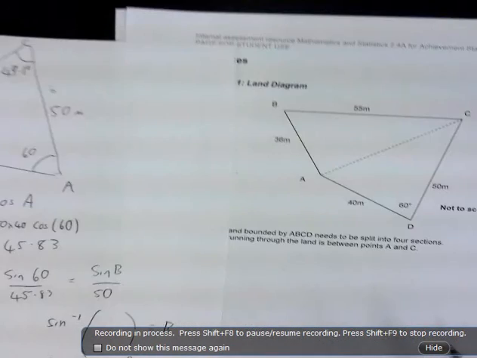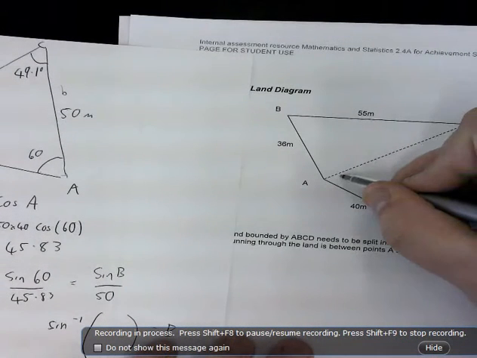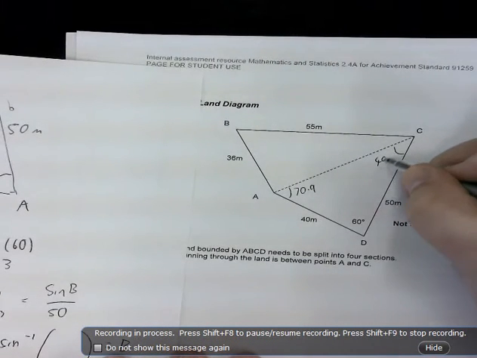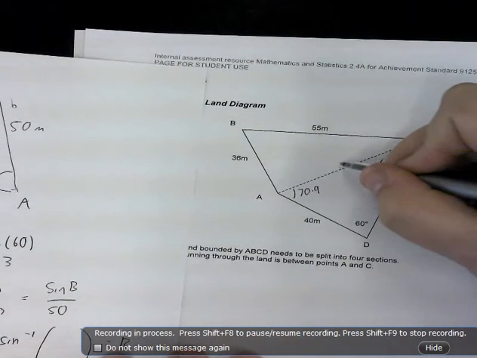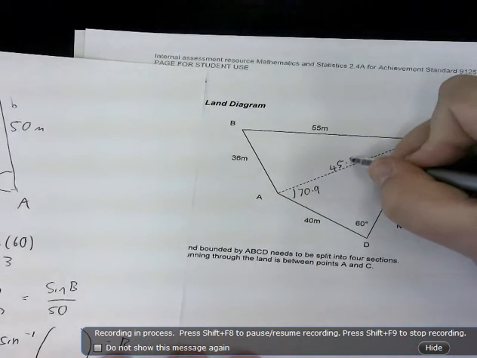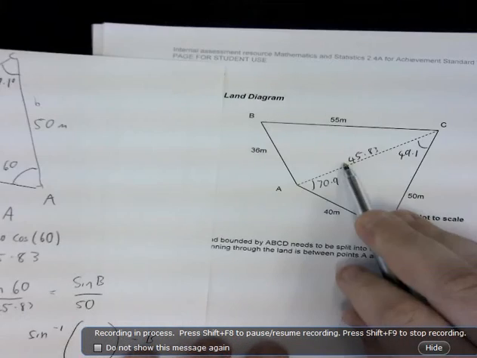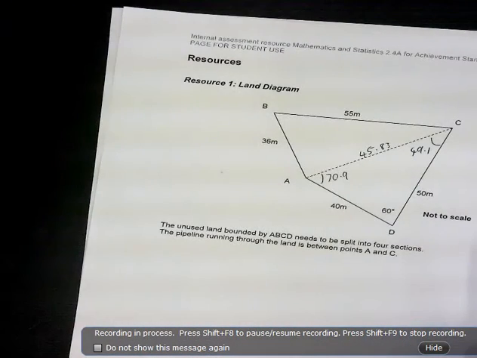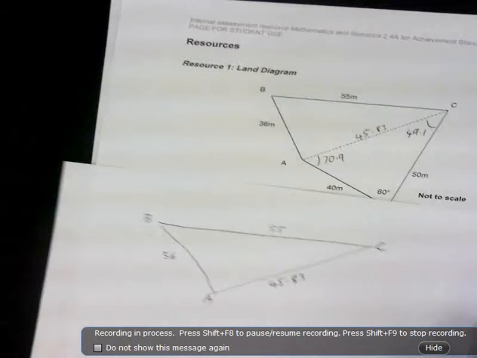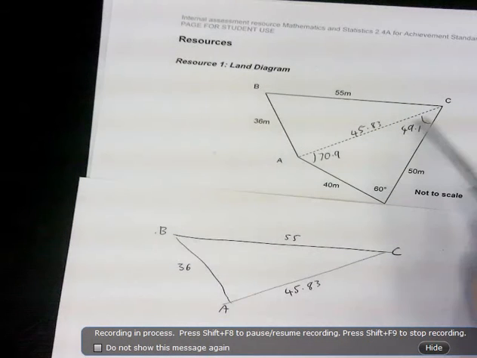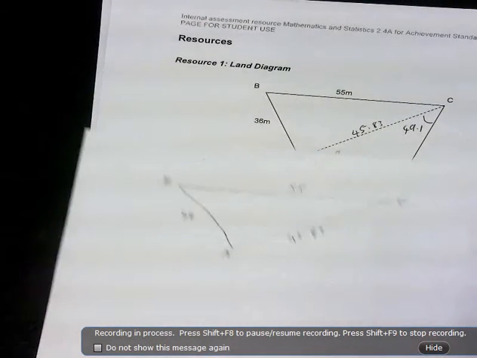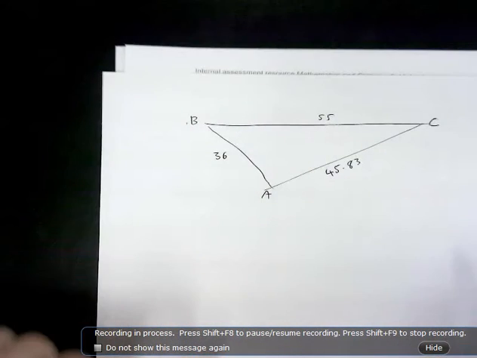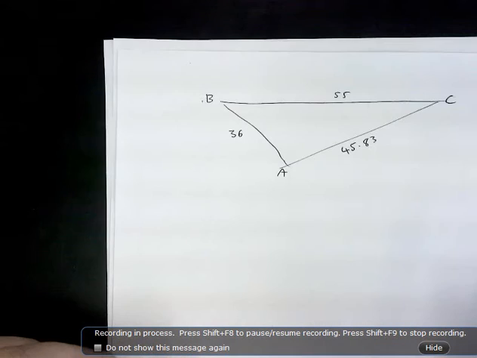So just update our diagram. 70.9, 49.1, and this side, the length of the pipeline, was 45.83, and we'll need that for triangle 2 because it'll be the opposite side from this one. So here's triangle 2, which, as you can see, matches this triangle at the top. We're going to do the same thing. This time, however, we have no angles to start with, but we have three sides. Once again, we'll have to use the cosine rule.